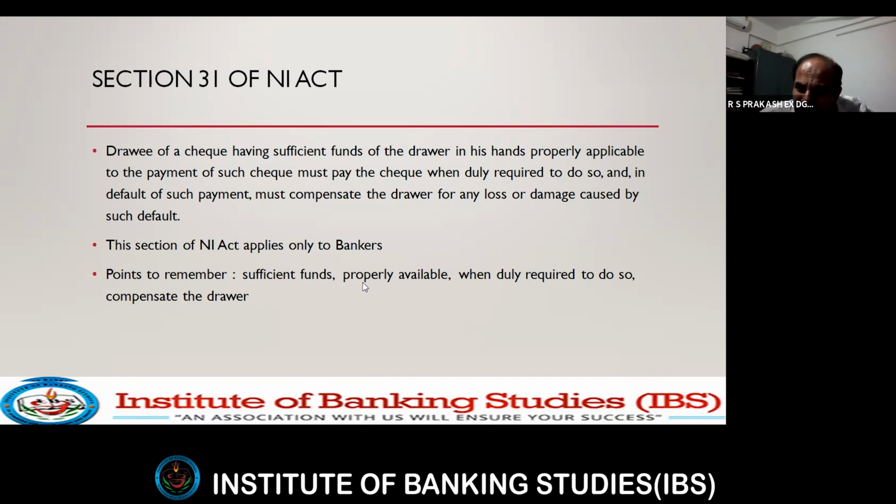So when it is a clear balance, when duly required to do so, it means when the check is presented for payment, either over the counter or through the collecting bank, then the bank has to pay. And if it fails in its duty of payment, it will be forced to compensate the drawer. Clear? 94 people. Is it clear? Shall we go to the next slide?